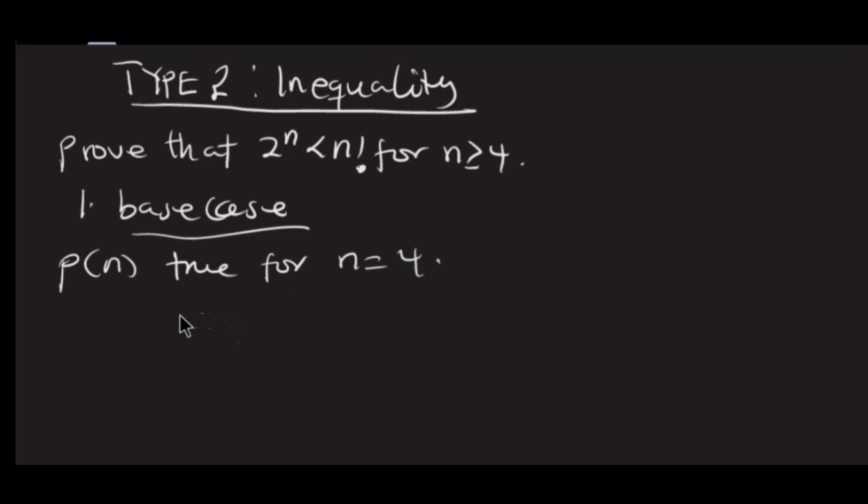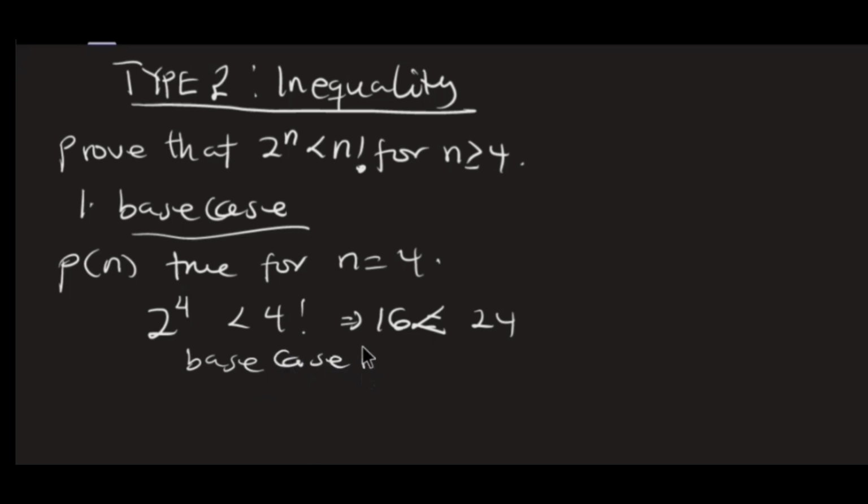So what am I going to do? 2 to the power 4 should be less than 4 factorial. 2 to the power 4 is giving me 16, and 4 factorial is giving me 24. And the sign here is less than. So indeed it's true that 16 is less than 24. Hence, the base case is proved.